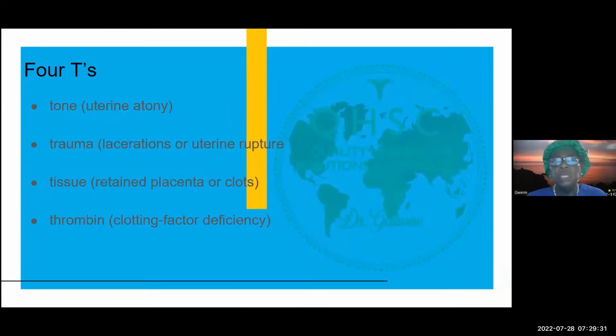So the 4 T's, which would get us into trouble with these kinds of patients, would be tone, which is uterine atony, trauma, if there's been any kind of lacerations or uterine rupture, also tissue, if there's been retained placenta or clots, and then thrombin, if the patient has any kind of clotting deficiencies.